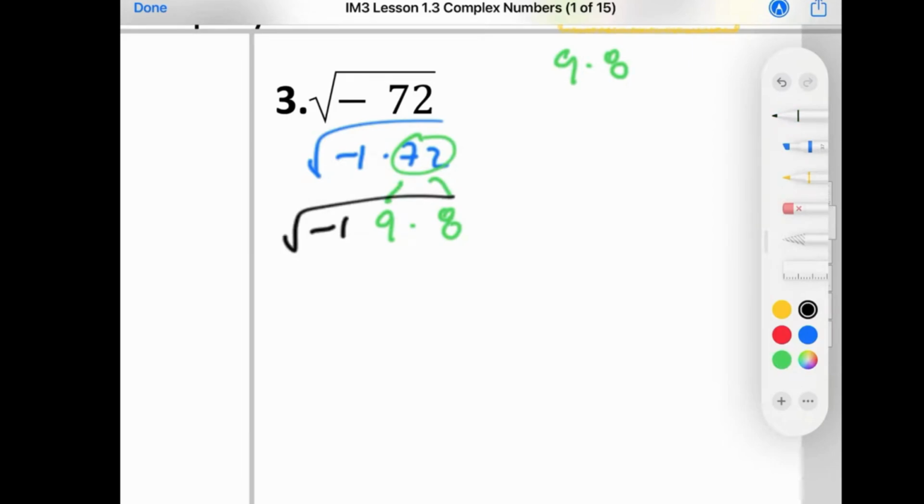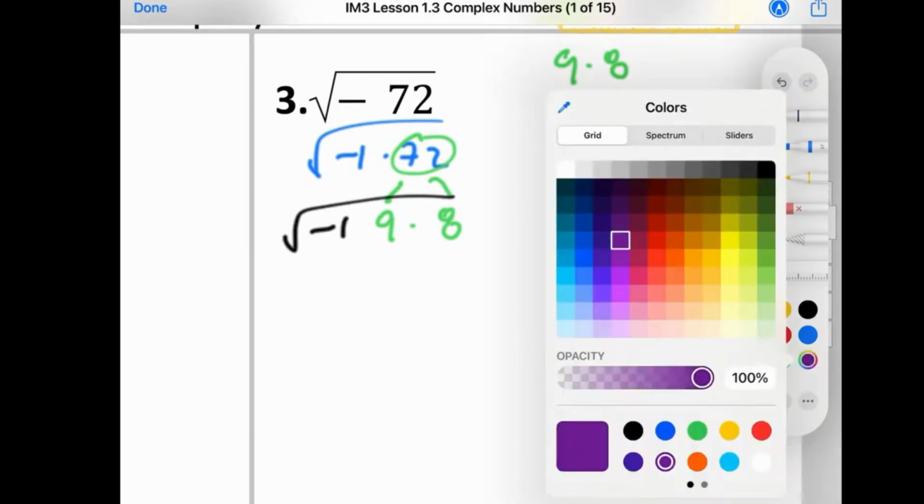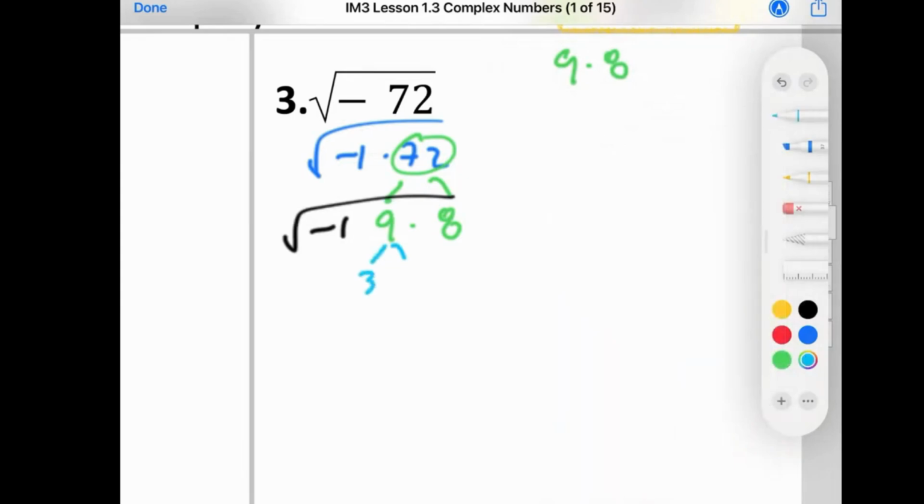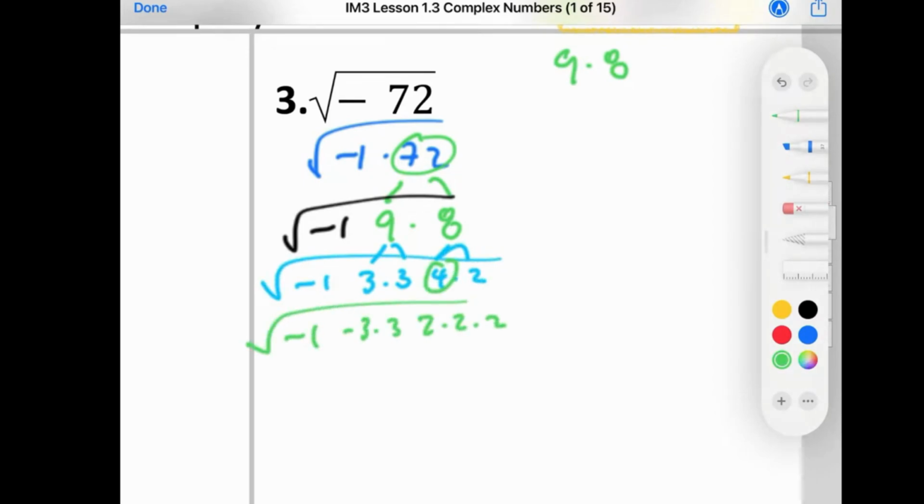Okay, let's say you broke it down into the total prime factorization, all the way down. This would be 3 times 3. This one would be 4 times 2. And then that is 2 times 2 times 2, right? And this is how you double check your answer. You actually multiply all of those. So 2 times 2 is 4. 4 times 2 is 8. 8 times 3 is 24. 24 times 3 is 72. 72 times negative 1 is negative 72.